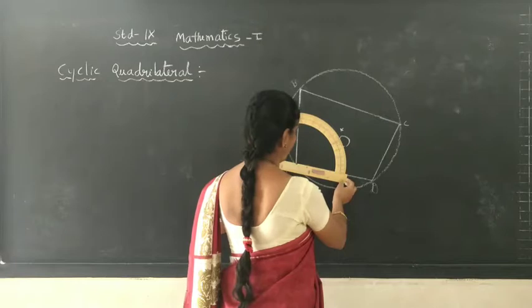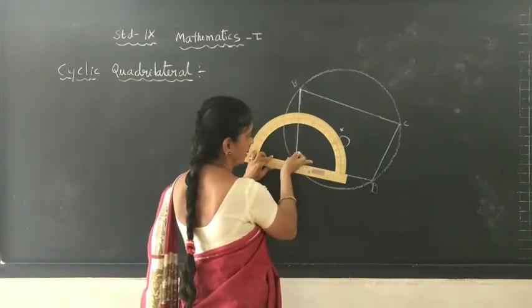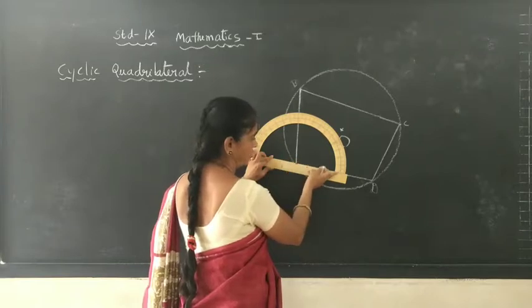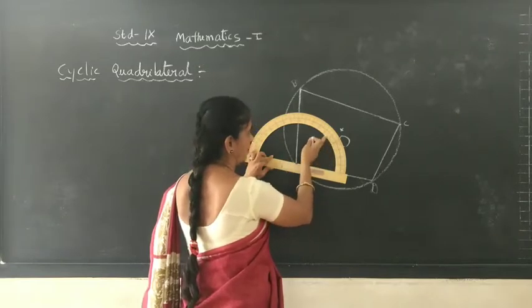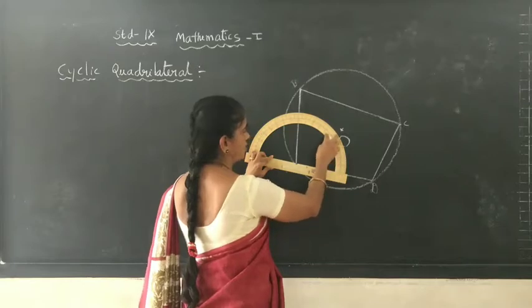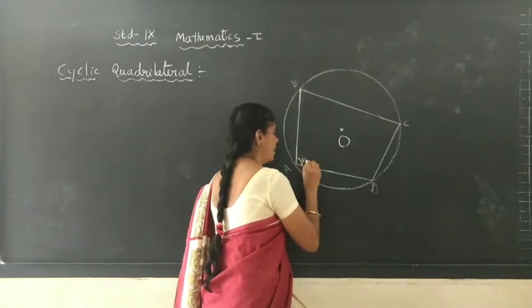Now I am measuring the angle A. Now this is the angle I am measuring. If you consider this point here, 0, 10, 20, 30, and so on, how much is it? 10, 20, 30, 40, 50, 60, 70, 80, 90, 100 degree. It is 100 degree. Angle A is 100 degree.